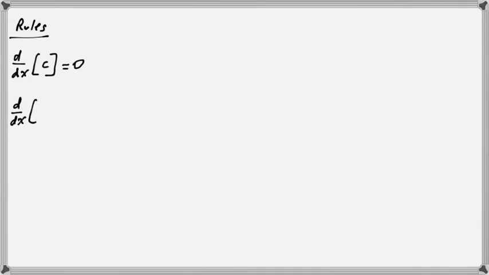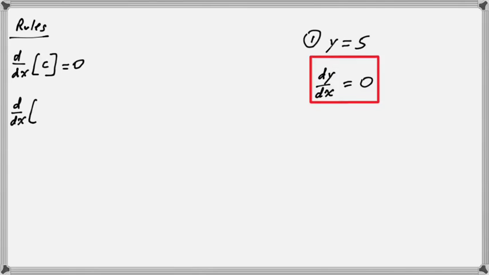Here are some of the rules I'm just reviewing. d/dx means the derivative with respect to x. The derivative of a constant is 0. Number 1 was y equals 5 or 8 or something, and its derivative, because it was a constant, would have been 0. Now, the derivative of x with respect to x is 1. You can think of it as the slope of the line y equals x.